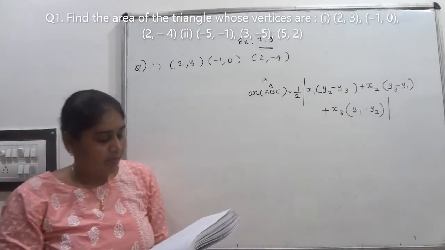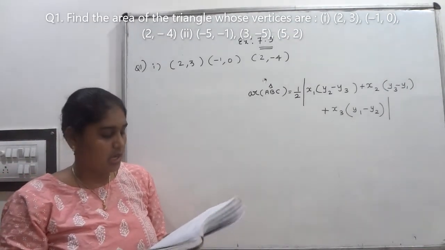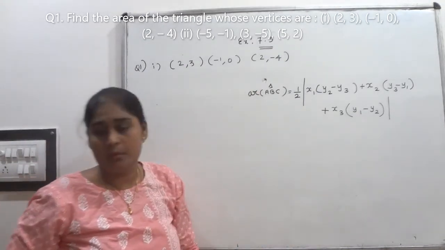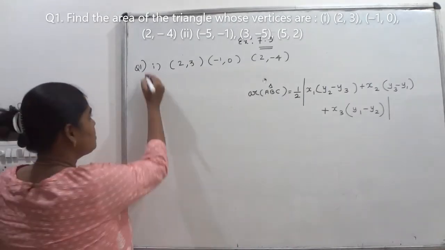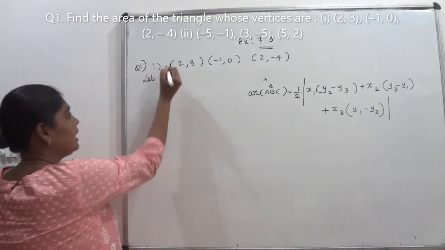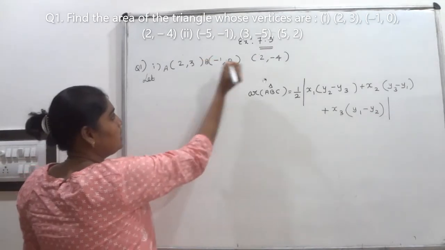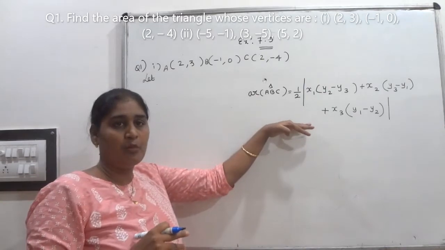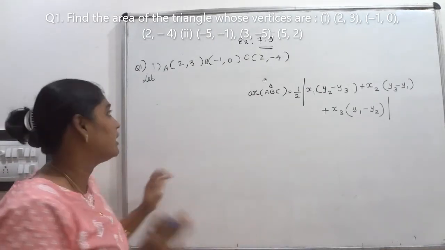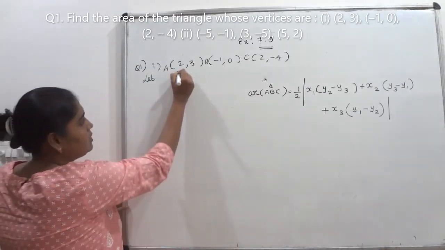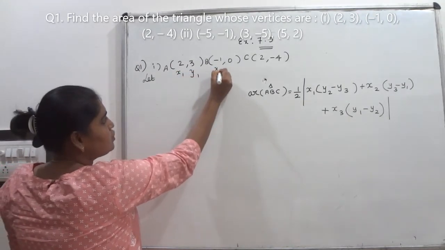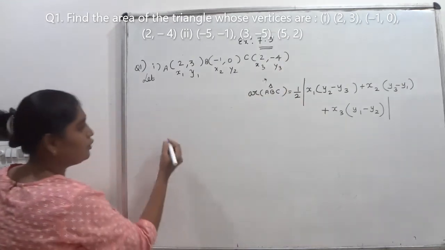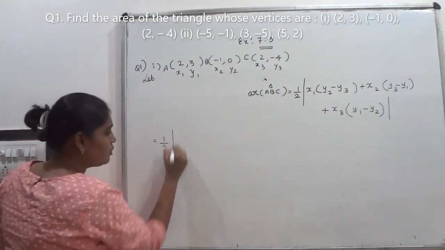Question number 1. Find the area of the triangle whose vertices are, first part, (2, 3), (-1, 0) and (2, -4). Let the first point I have taken as A, second point B, third point C. By using this area of triangle formula, I am going to find out the area of the triangle. Mark up: this is x1, this is y1, this is x2, this is y2 and this is x3, this is y3. Just put this in the formula, half into modulus x1.